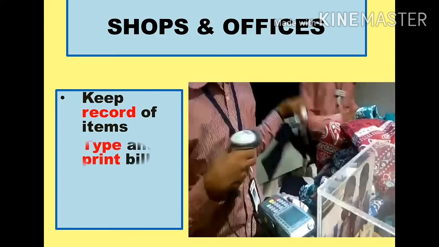In shops and offices, computers are used to keep record of items. Lot of things are sold in the shops. Things come, things are sold, certain things are not sold. So the computers are used to keep record of that. They're used to type and print bills. Here are the shop assistants scanning the tags in the shops with their scanners, and the price and other information is going to the computer.